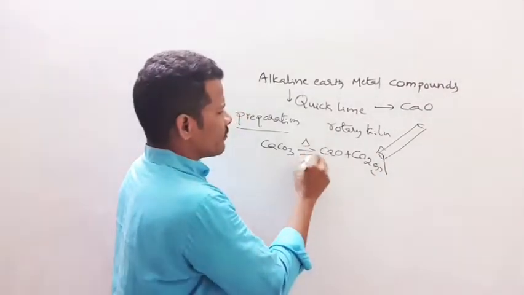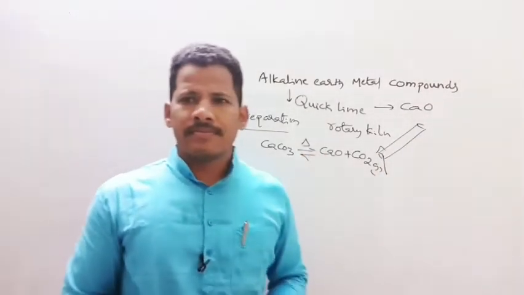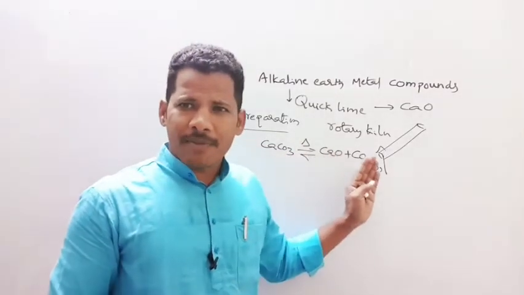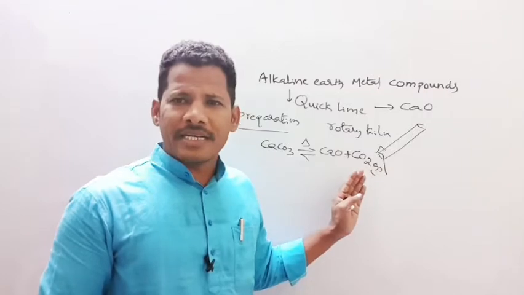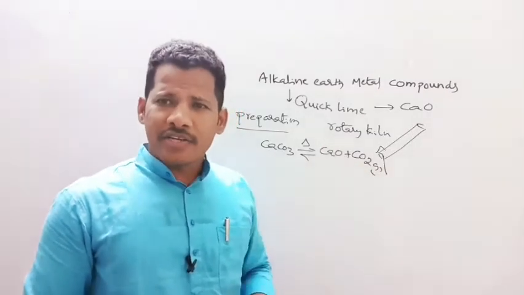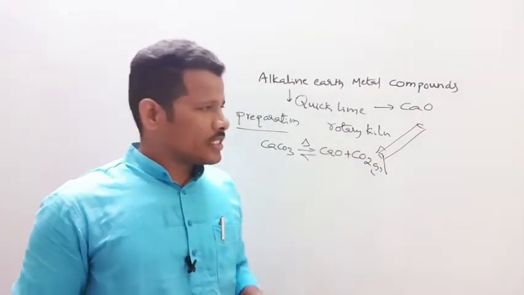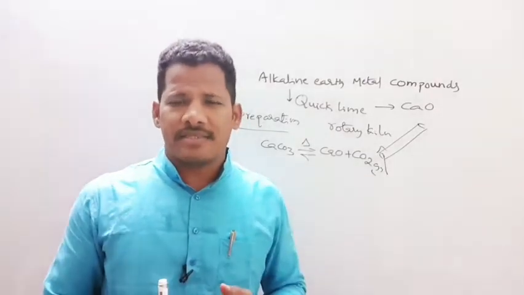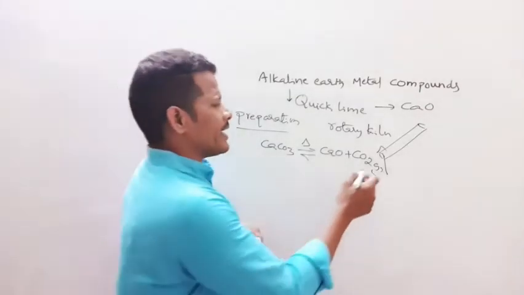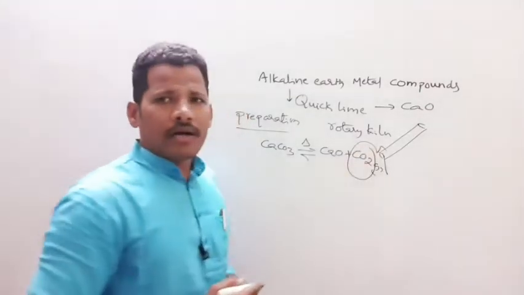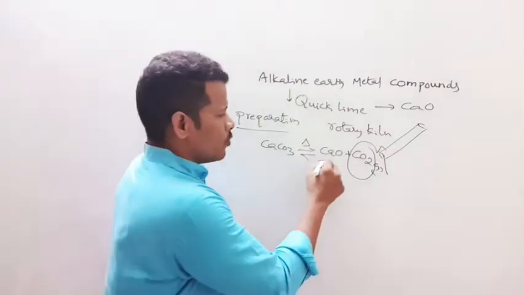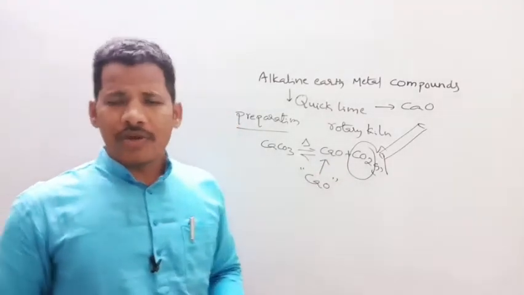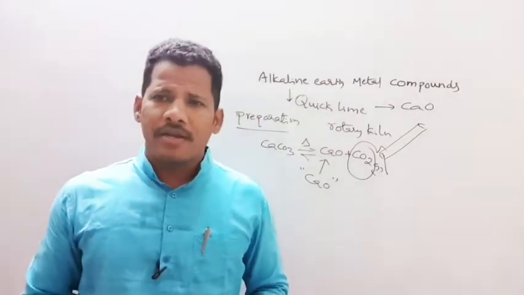So it is one type of reversible reaction. Here calcium carbonate is converted into calcium oxide and carbon dioxide, and again carbon dioxide and calcium oxide combine together to form limestone. So this is a reversible process. To stop the reaction, as early as possible we remove the carbon dioxide. So we collect only calcium oxide, quicklime. This is one important industrial method to prepare quicklime.